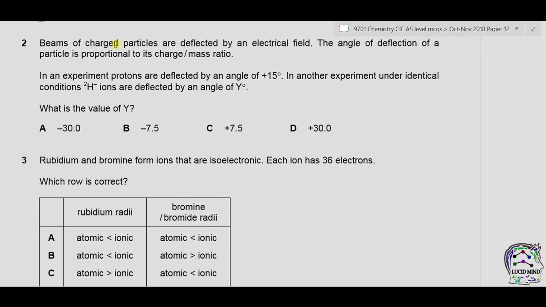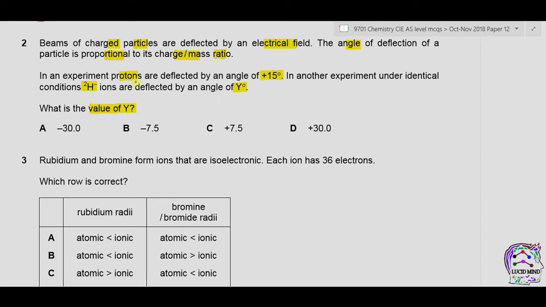Question 2. Beams of charged particles are deflected by an electrical field. The angle of deflection of particle is proportional to its charge to mass ratio. In an experiment, protons are deflected by an angle of plus 15 degrees. In another experiment under identical conditions, H2 negative ions are deflected by an angle of y degrees. What is the value of y?